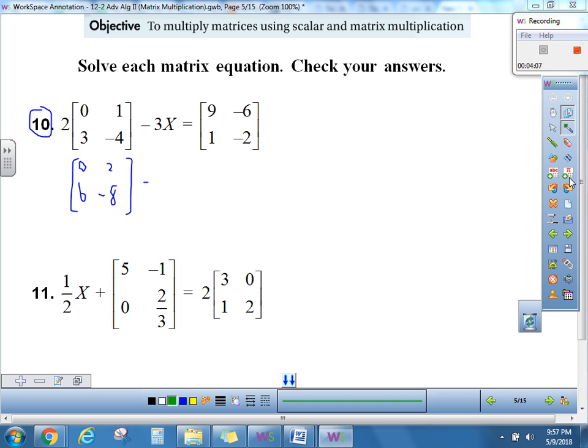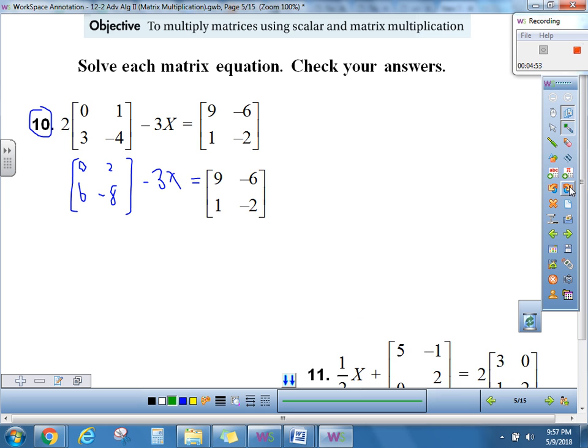Once we've done that, we are going to still need to subtract that 3X in order to find out what that matrix X is. So if we want to solve for X, we're going to continue to do that as if we were solving an equation that we've worked with in the past using inverse operations. So first I multiplied to get rid of that scalar in front. And then we're going to subtract this matrix from both sides. And I'll show you what that looks like.